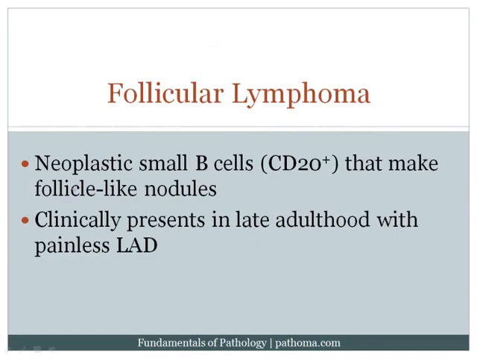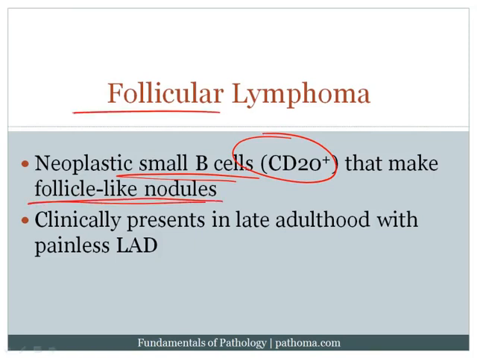Follicular lymphoma is a neoplastic proliferation of small B cells. Those B cells would be CD20 positive. CD20 is a key marker for B cells. And these small B cells are going to make follicle-like nodules, hence the name follicular lymphoma. Clinically, it presents in late adulthood and usually with painless lymphadenopathy. Now, lymphadenopathy refers to enlargement of the lymph nodes, and these patients will have generalized lymphadenopathy throughout the body that is painless.